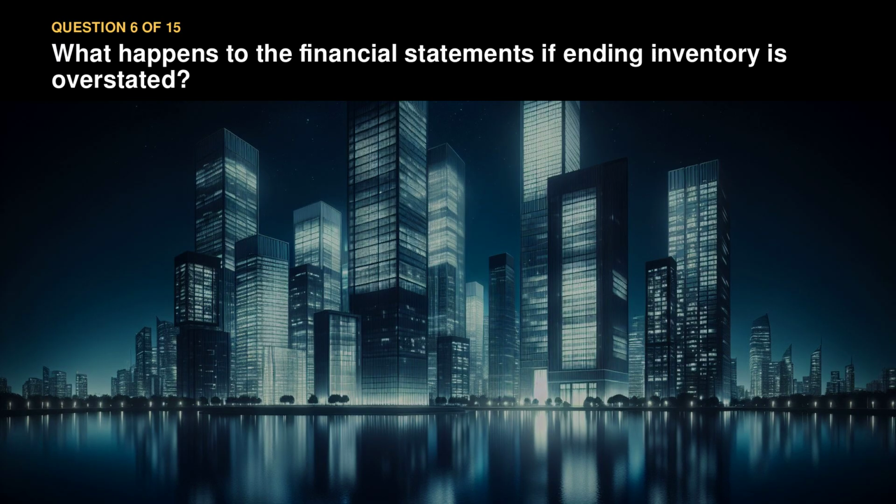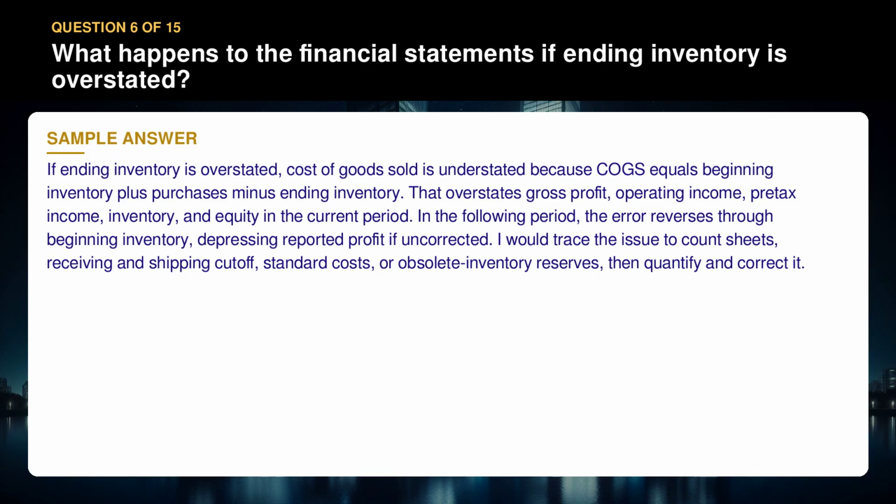Question 6. What happens to the financial statements if ending inventory is overstated? If ending inventory is overstated, cost of goods sold is understated because COGS equals beginning inventory plus purchases minus ending inventory. That overstates gross profit, operating income, pre-tax income, inventory, and equity in the current period. In the following period, the error reverses through beginning inventory, depressing reported profit if uncorrected.